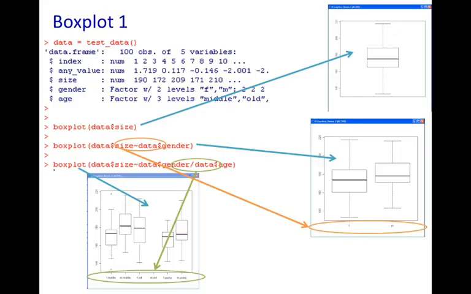So now box plots can be done very simply. Again, we have the test data function from the previous podcast that generates a data frame with these variables. And we can now just make a box plot of the variable data$size. Small explanation about box plots. We have already discussed that before.